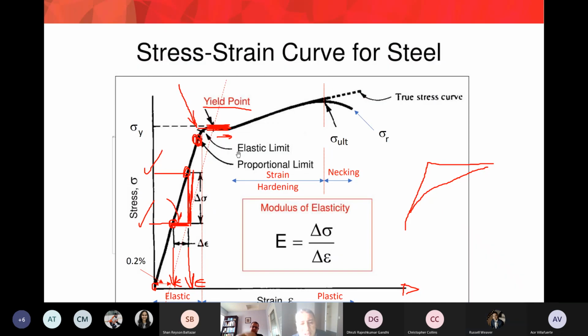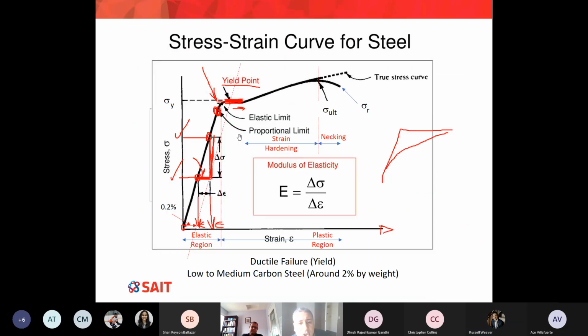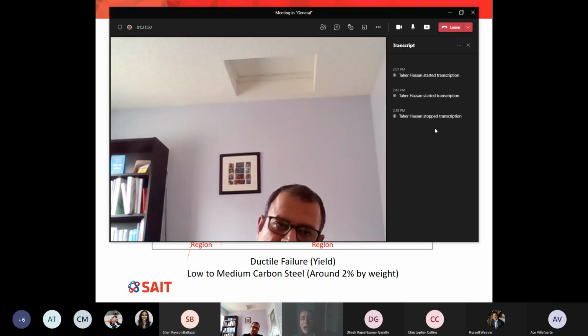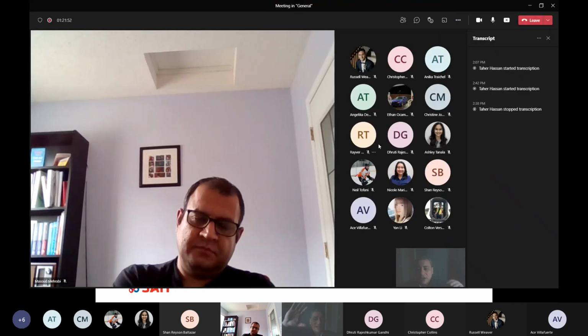Now, what happens after the yield? What happens after the yield? I'll show you what happens. So at this point here, something strange is going to happen. And you can see the curve will go up. What does it mean? It is called strain hardening. All of a sudden, out of nowhere, your metal will say, okay, no, I can resist more after yield.